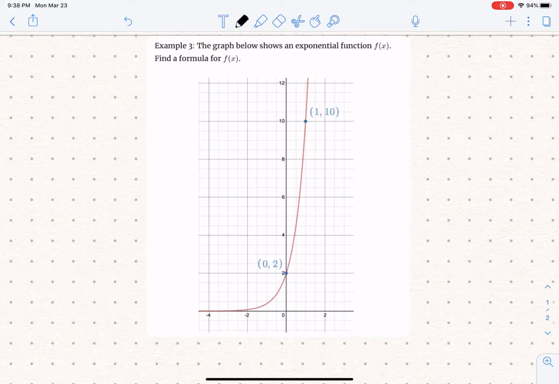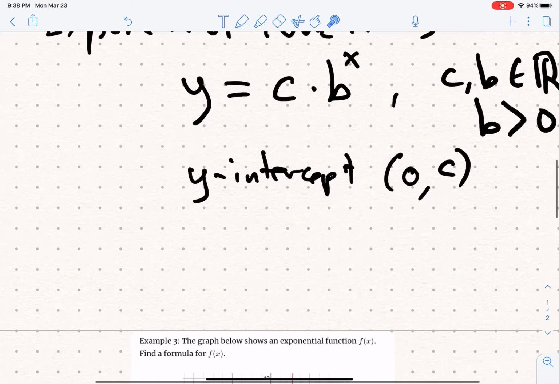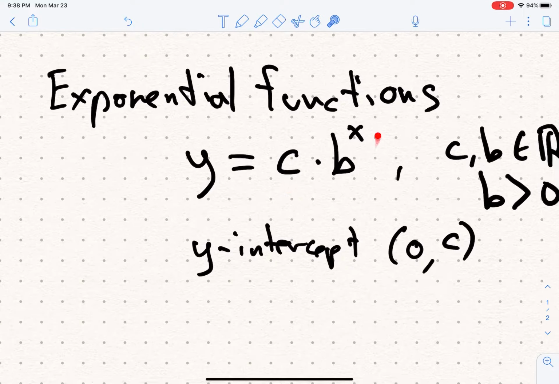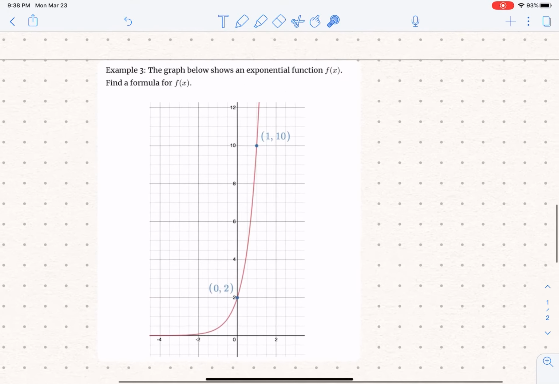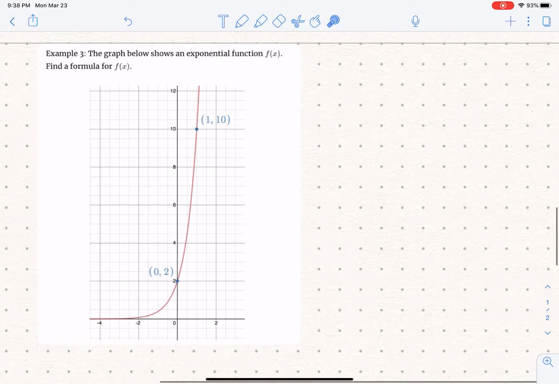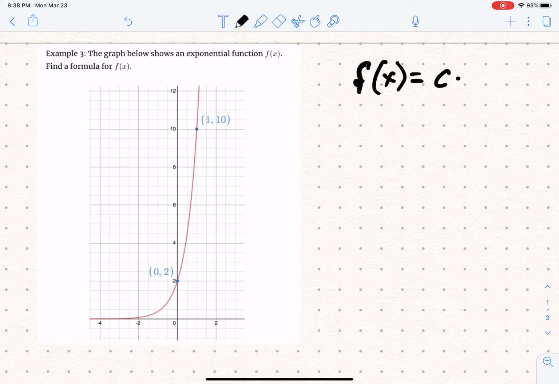Just in reading this, the fact that it says it shows an exponential function, we know that function is going to have this form, because this is what exponential functions are. It's some number times some number to the x. And our goal is going to be to find that c and the b, if you will. So we know that f of x is equal to c times b to the power x.